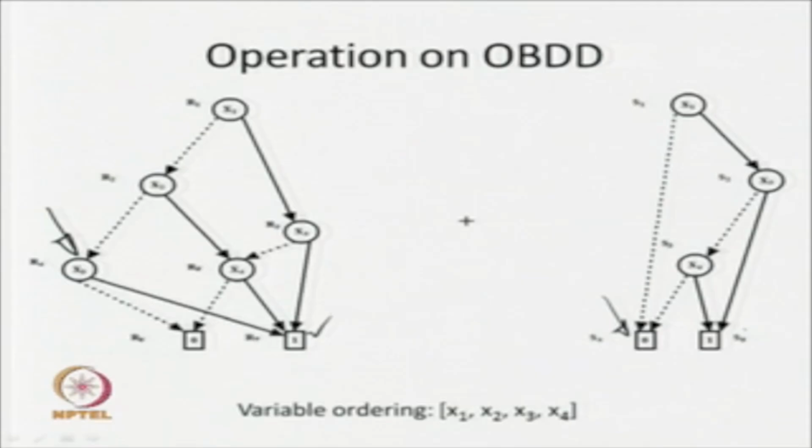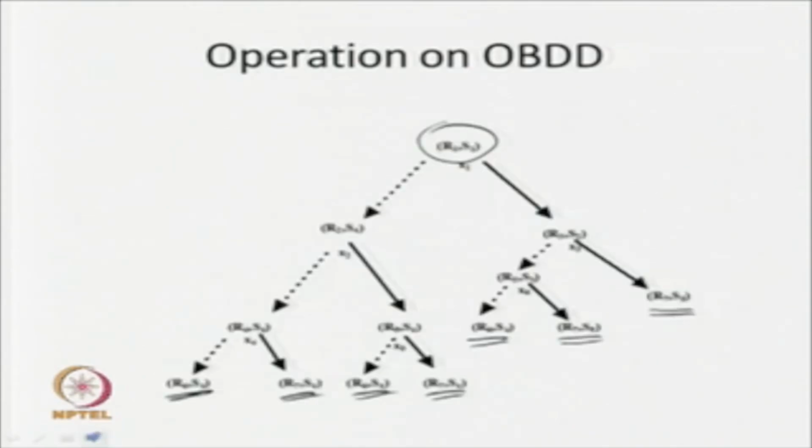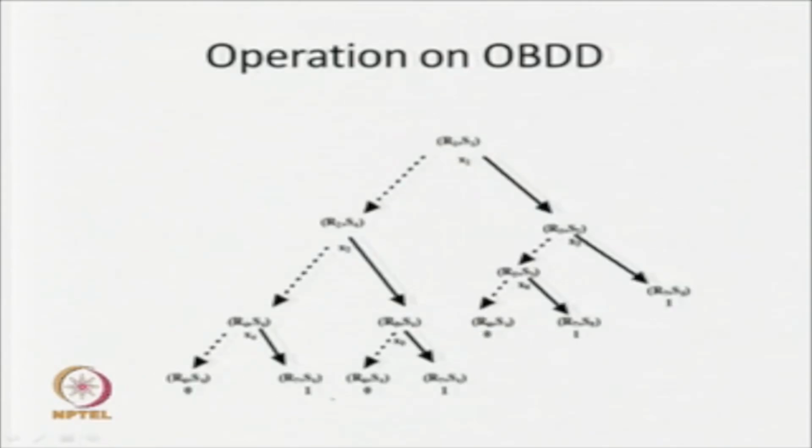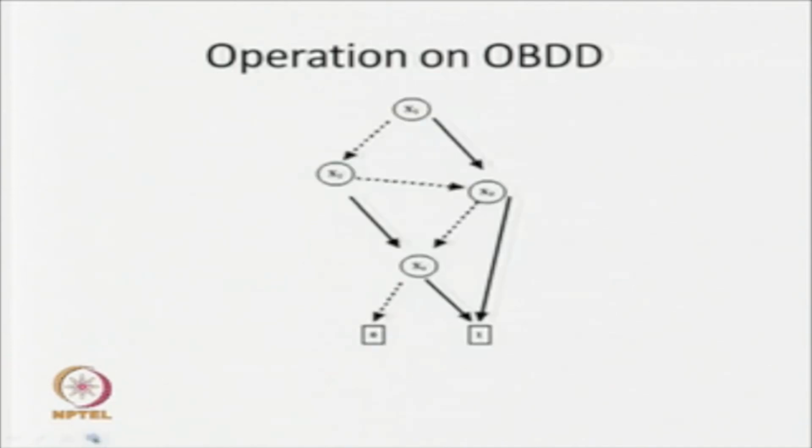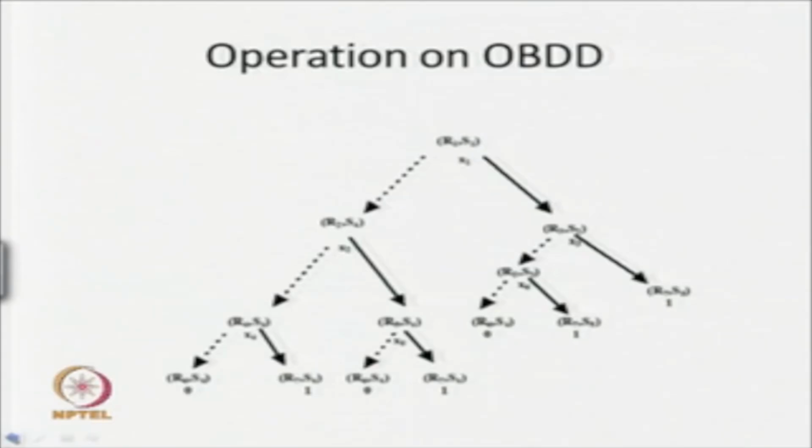R7 S4, R7 is 1, S4 is 1. So, 1 plus 1, it is going to give me 1. So, in this particular case I am going to get 1. So, eventually I am getting this particular structure. Okay. Now, this structure, now what will happen? Now, I can construct the BDD from this particular structure.